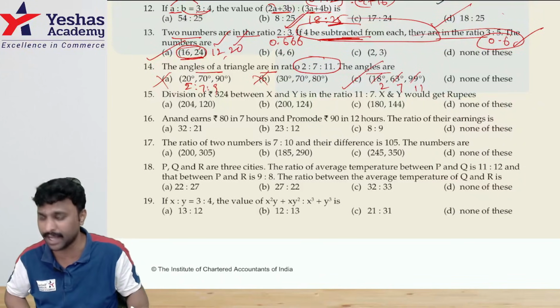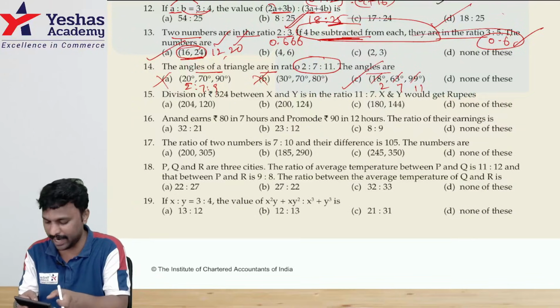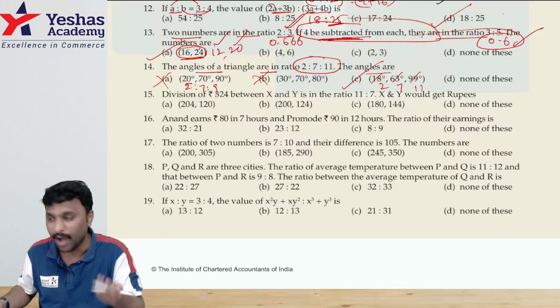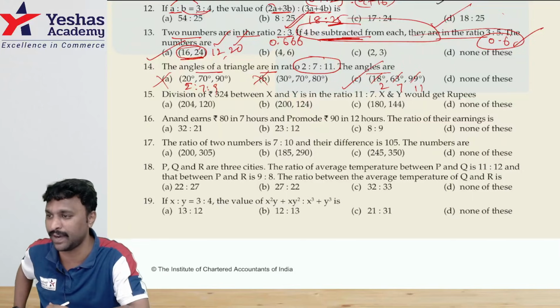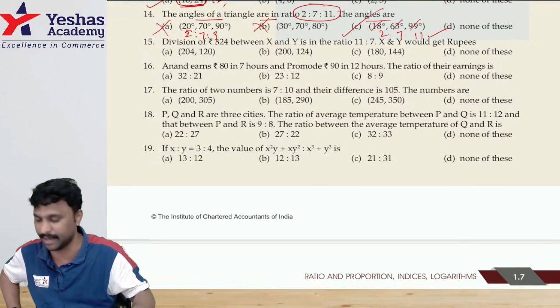There's one more way you can check. Sum of the angles in a triangle is what? 180 degrees. If you add 18 plus 63 plus 99, what do you get? 180. So that condition is also satisfied, and the ratio 2:7:11 is also satisfied. So option C is the right answer.